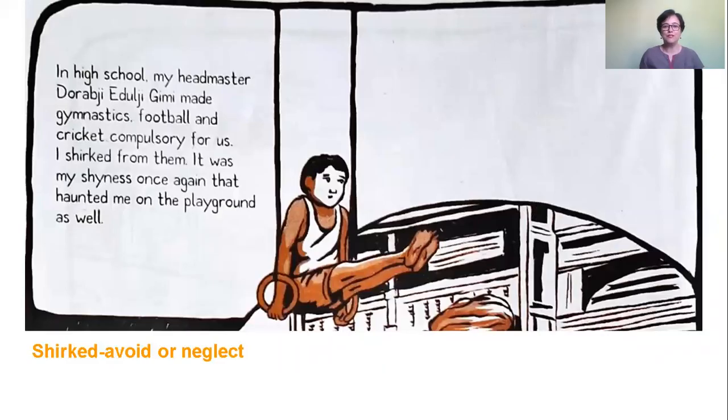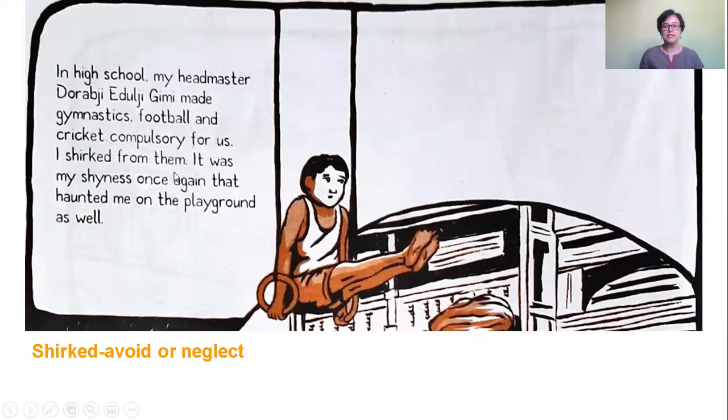And now we'll move on to the second part of the lesson. In high school, my headmaster Dorabji Edulji Gimi made gymnastics, football and cricket compulsory for us. Compulsory meaning mandatory. That means you cannot get away with it. You have to do gymnastics, football and cricket. I shirked from them, meaning avoided or neglected them.